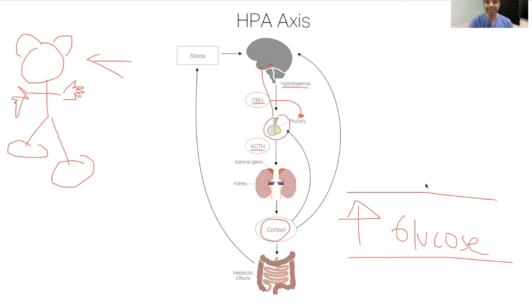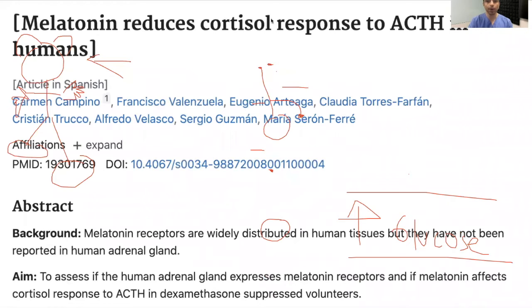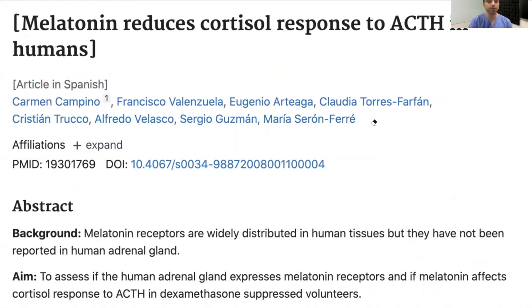Now, the next thing that I want to talk to you guys about is how we lower these cortisol levels. Well, there's different ways, right?